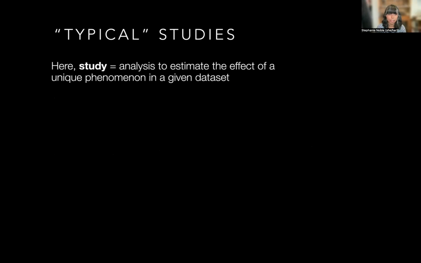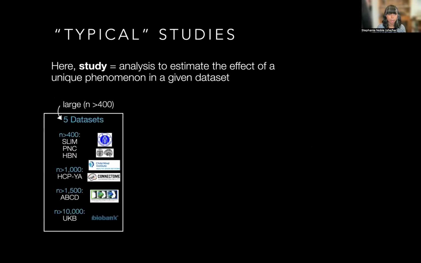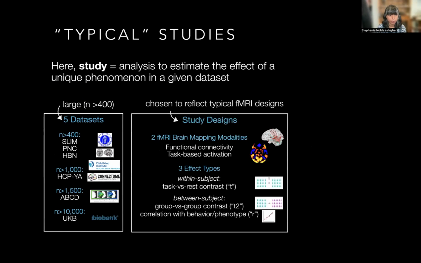So I'll start by saying how I define typical studies. Here, a study refers to any analysis to estimate the effect of a unique phenomenon in a particular data set, but there are multiple data sets used here. Specifically 6 large studies, which is N larger than 400 subjects. And the studies that I'm using here are chosen to reflect very typical study designs in fMRI.